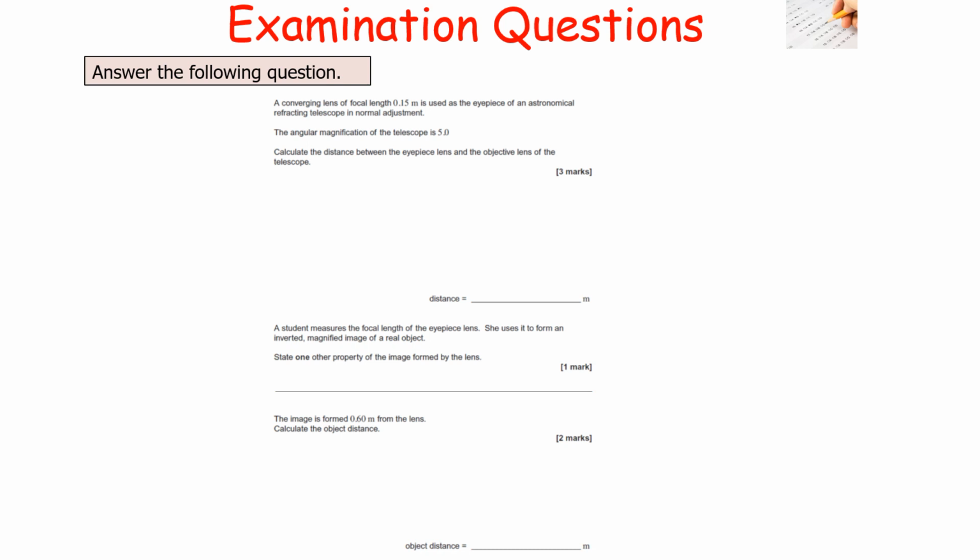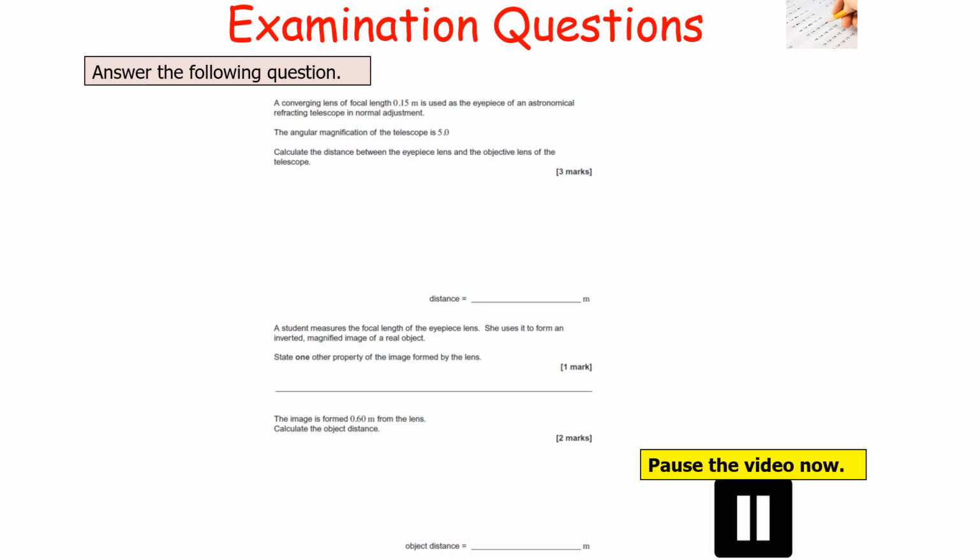The next question says, a convergent lens of focal length 0.15 meters is used as the eyepiece of an astronomical refracting telescope. In normal adjustment, the angular magnification of the telescope is 5.0. Calculate the distance between the eyepiece lens and the objective lens of the telescope. A student measures the focal length of the eyepiece lens. She uses it to form an inverted magnified image of a real object. State one other property of the image formed by the lens, and the image is formed 0.60 meters from the lens. Calculate the object distance. So pause the video now, then unpause the video when you want to go through your answer.